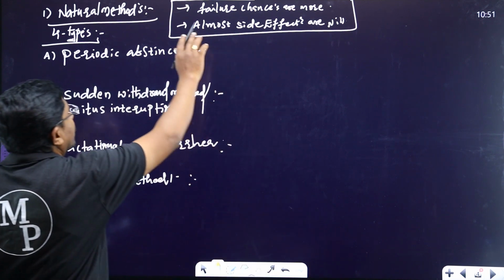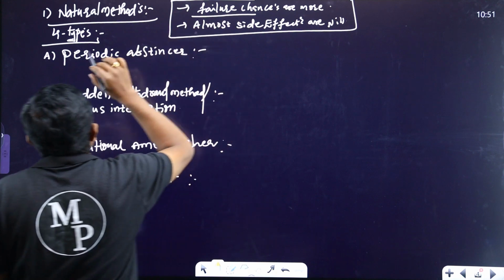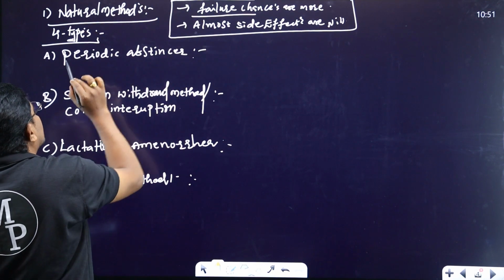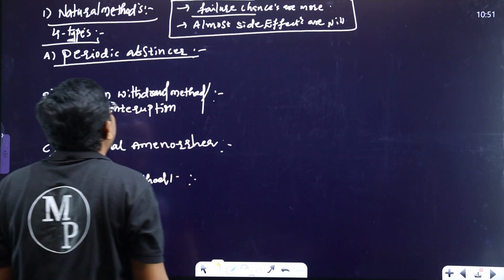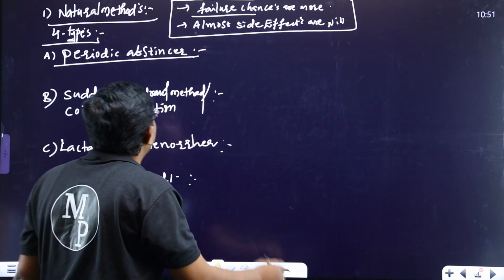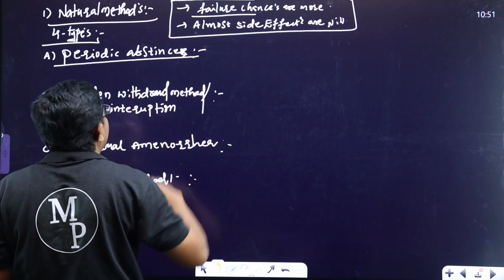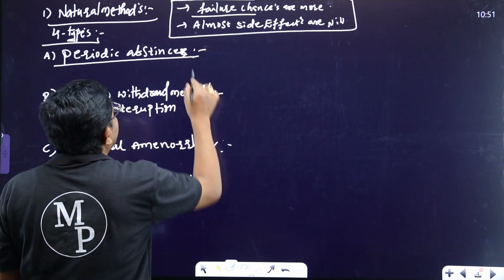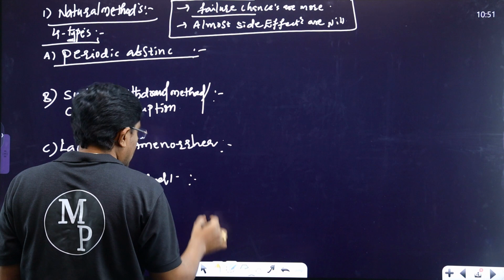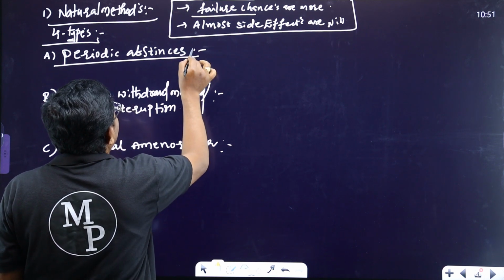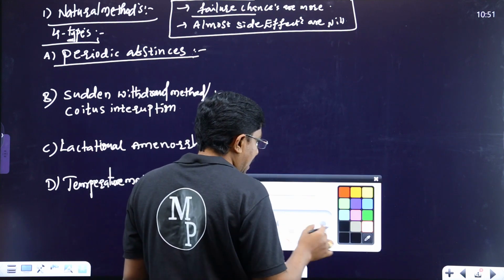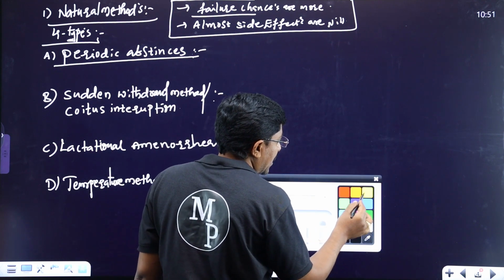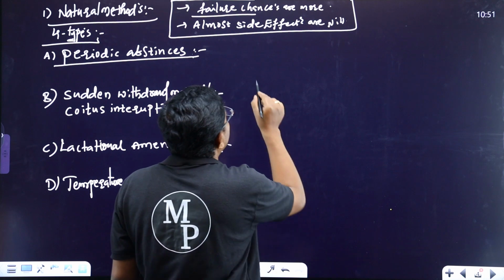Okay, so failure chances are more. First, what is the reason for failure chances being more for the natural method? I'll explain one by one. Periodic abstinence, it is the first one. Periodic abstinence means we are going to the menstrual cycle explanation again. For easy understanding, I'll draw the menstrual cycle picture.